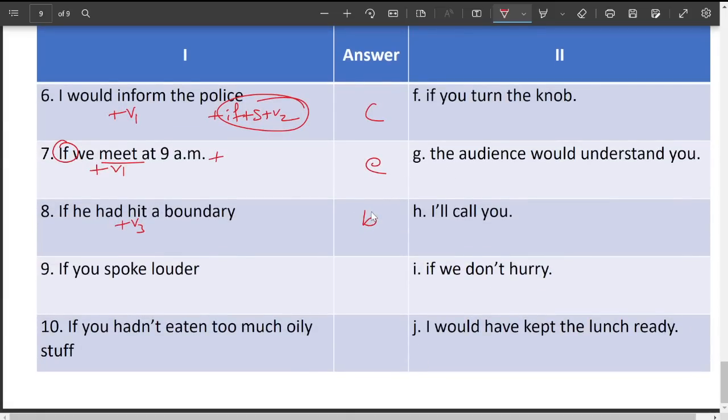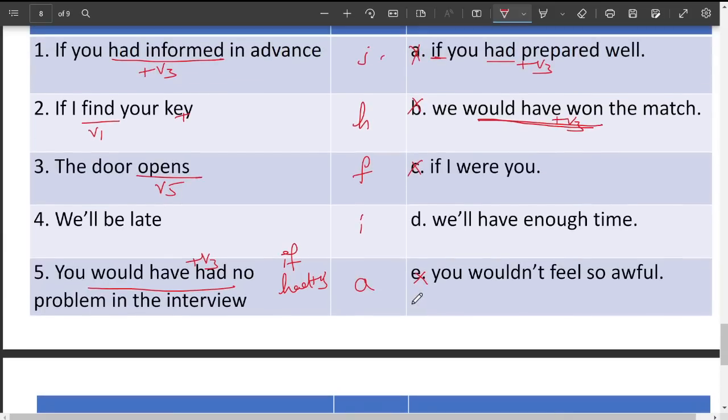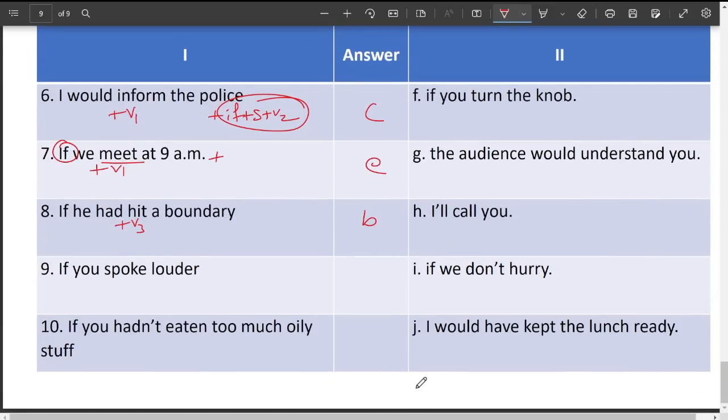Next one. If you spoke louder, what happens? Already this is V2. So on the other side, you have to search for would plus V1. Where is that? Tell me. The audience would understand you. If you spoke louder, the audience would understand. You did not speak loud, so the audience did not understand. Would plus V1 is there, right? So we can use the G case.